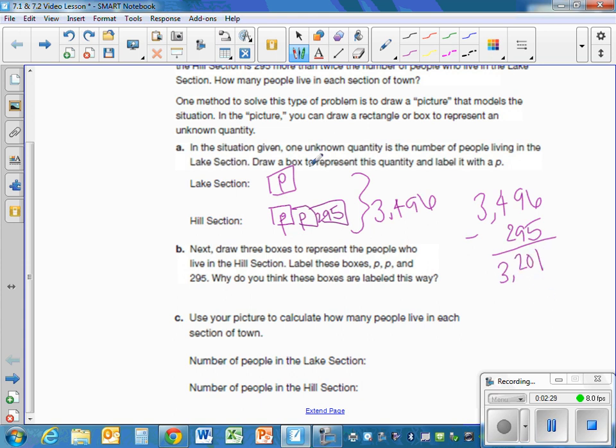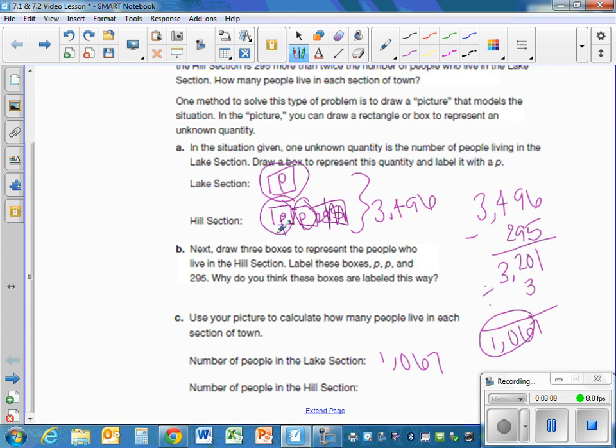Then we still have 3 P's left. We have these 3 boxes, and we got rid of that. So now we need to divide the 3,201 by 3. And then we get a total of each box with a P in it is equal to 1,067. So that gives us the answer for how many people live in the lake section is 1,067, because that's what the value of 1 P is.